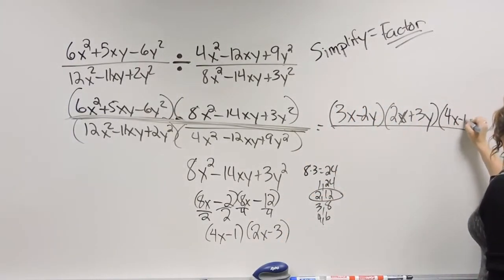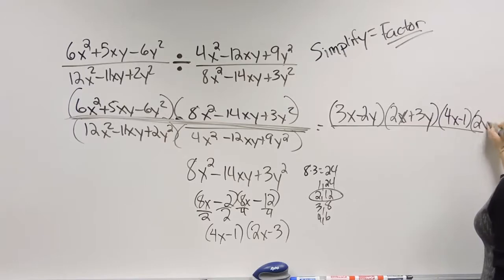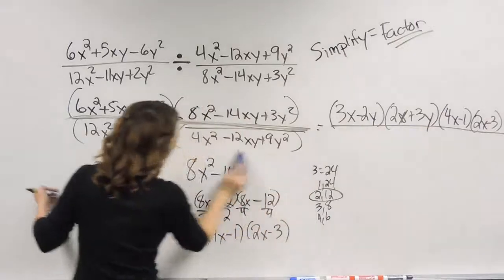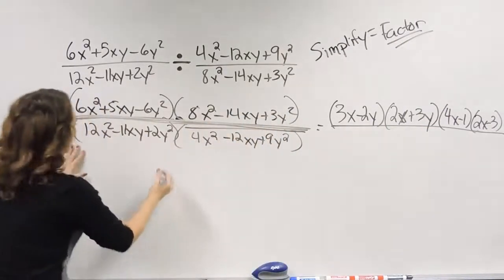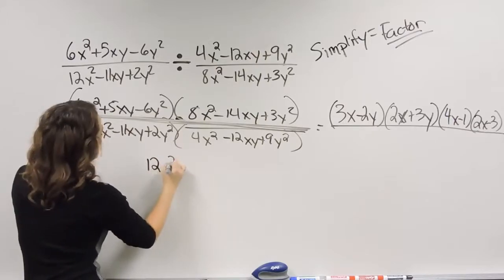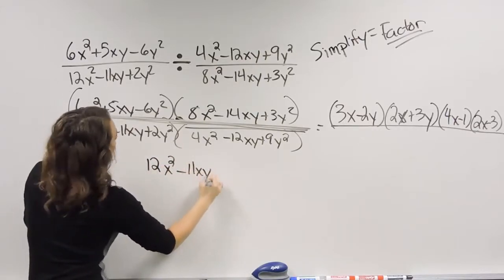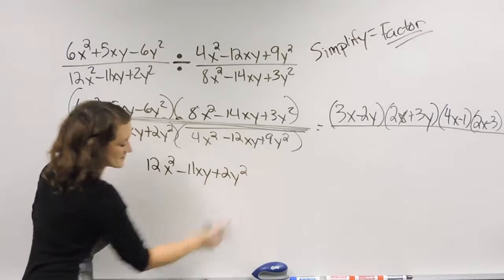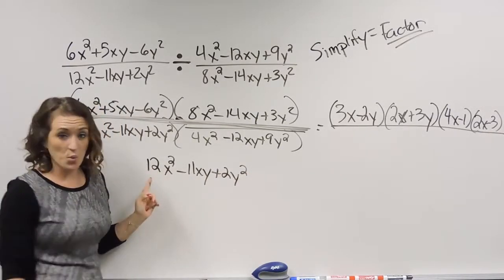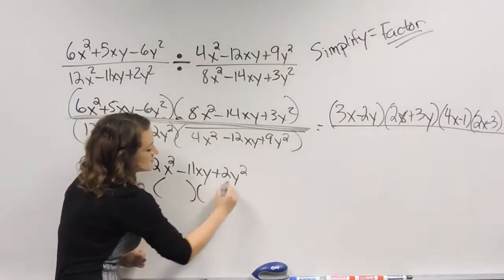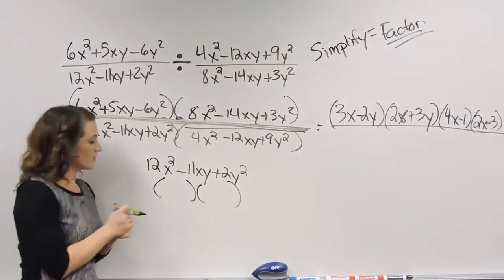So a 4x minus 1, and then a 2x minus 3. Whew, all right, halfway there. Starting with our third trinomial, so I'm going to bring that down, 12x squared minus 11xy plus 2y squared. So once again, trinomial where the leading term is not a 1, so I'm going to use no fuss method to factor this bad boy here.